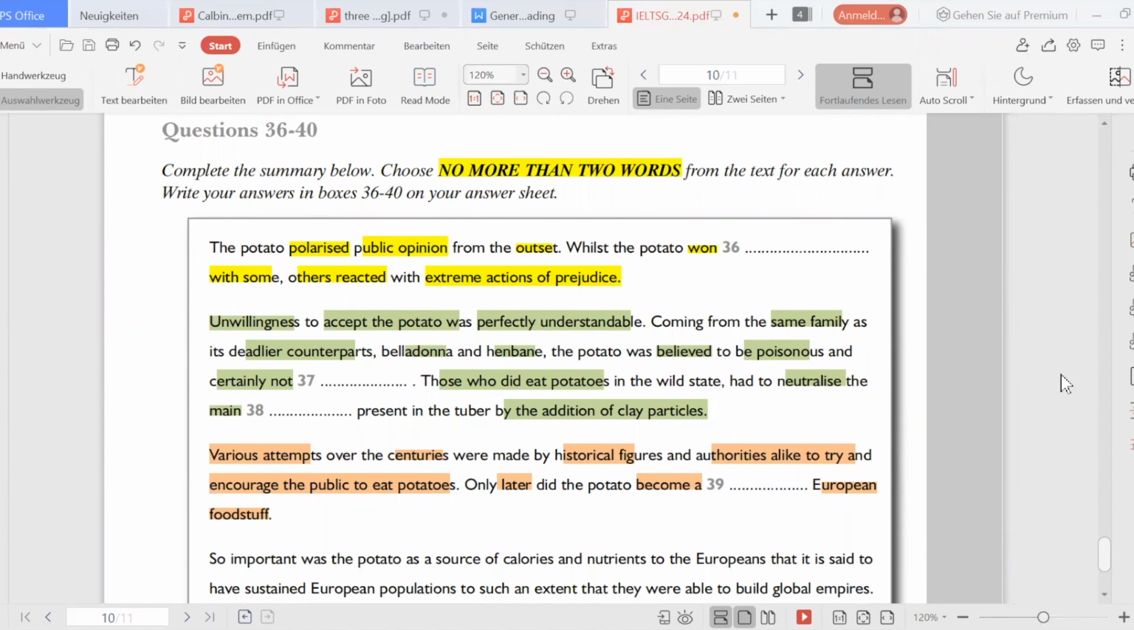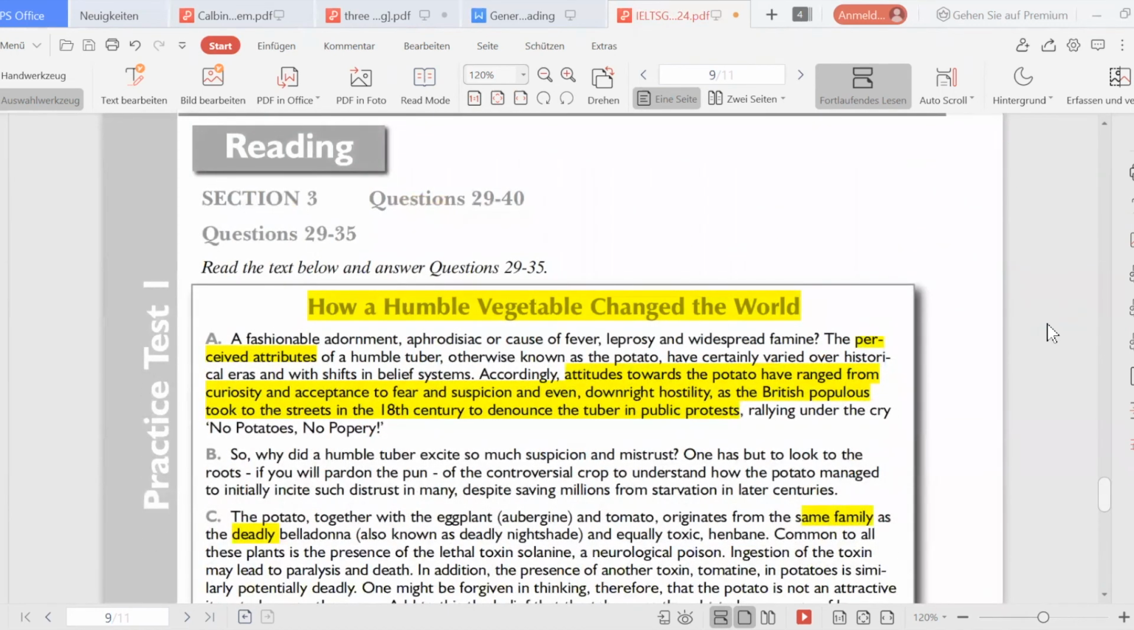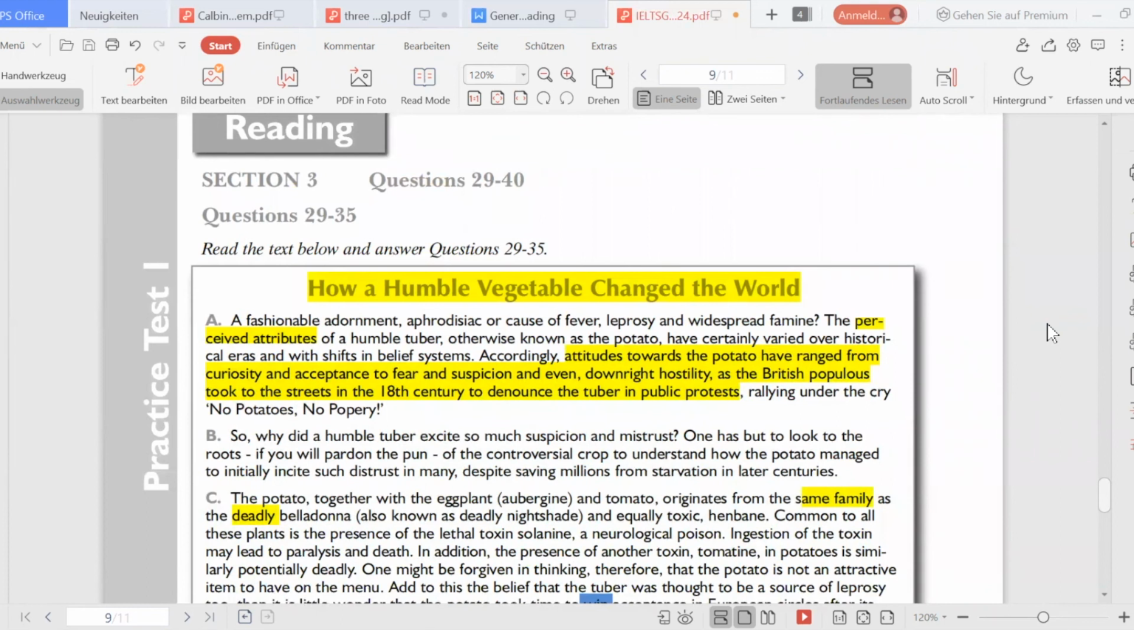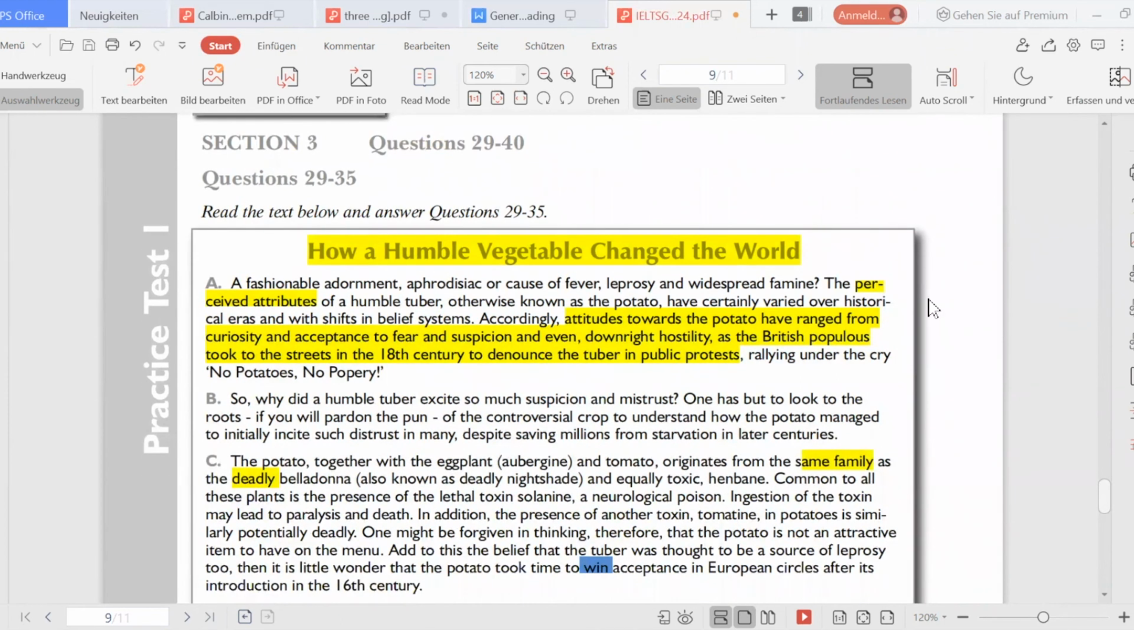You're familiar with it. First of all, highlight the word that comes directly before the blank space, but then go ahead and highlight other keywords around it. And when you go to the text, polarized public opinion, extreme actions of prejudice. If you remember, we had this in A. Okay, so we go to A, and then we actually try to look for the word when. Okay, we look for the word when.